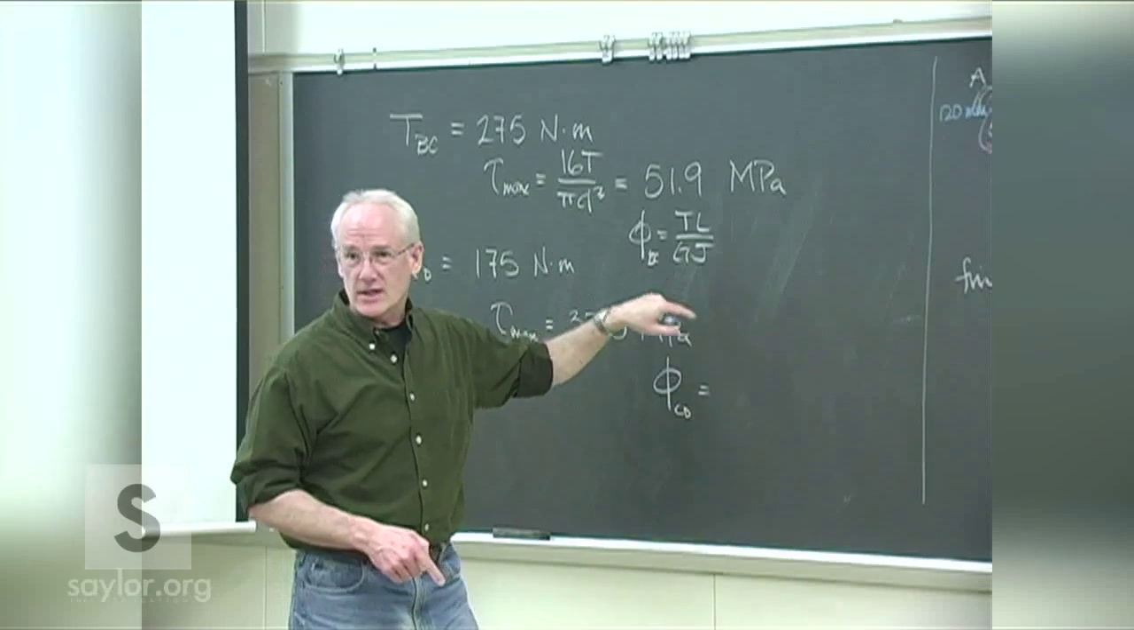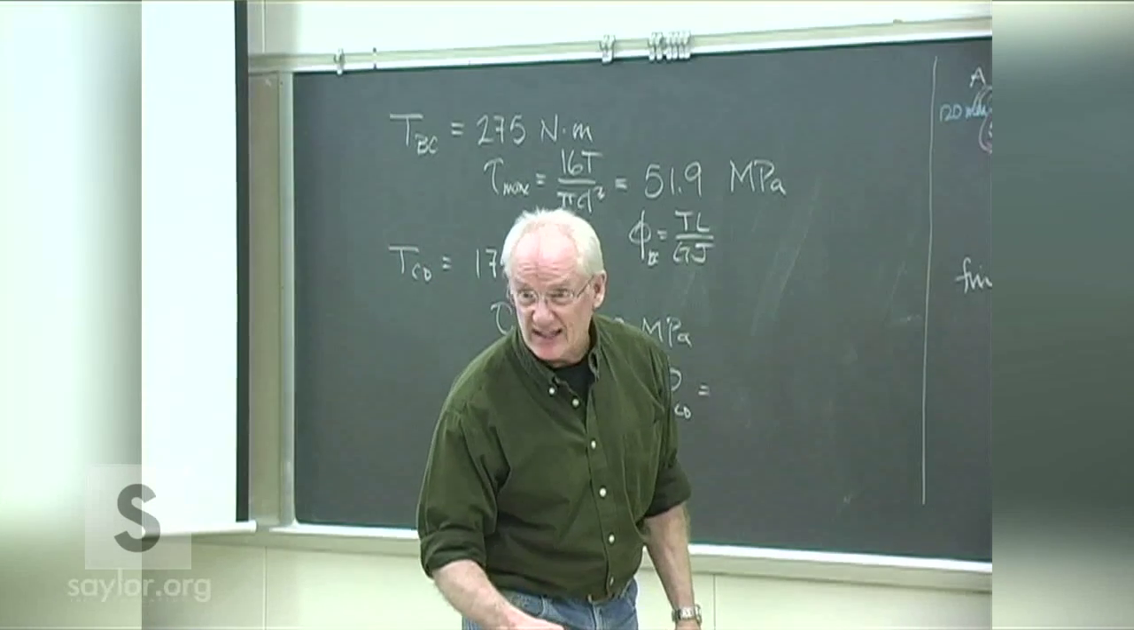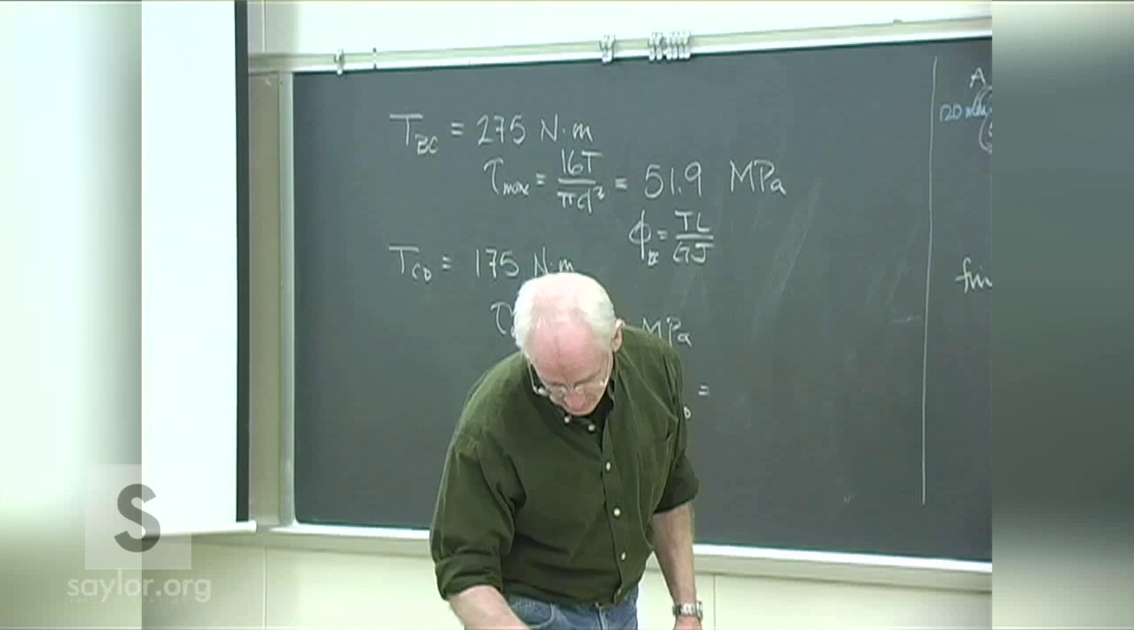Is it 600,000 radians? No. Okay, then is it less than that? Yeah. That's what's called the Travis limit.